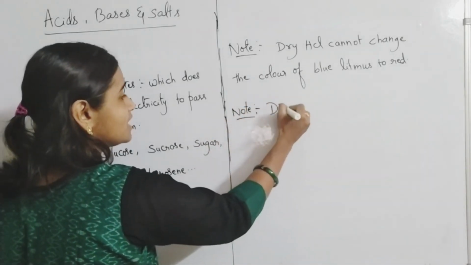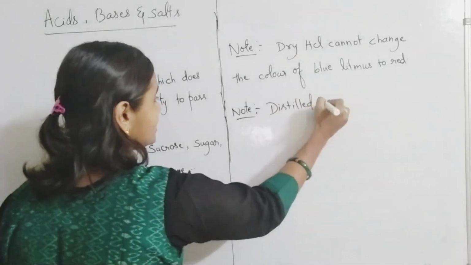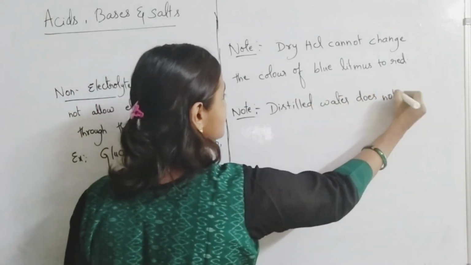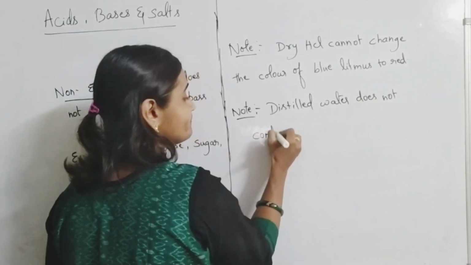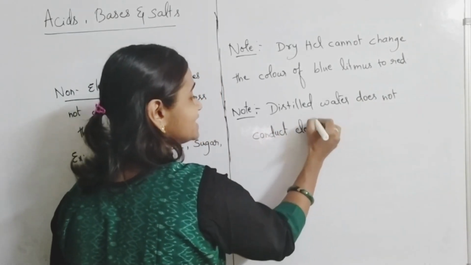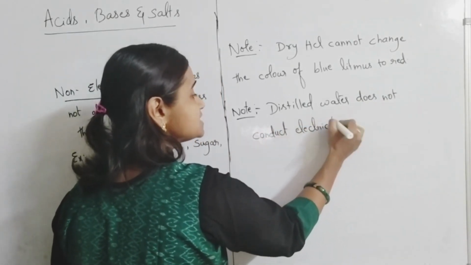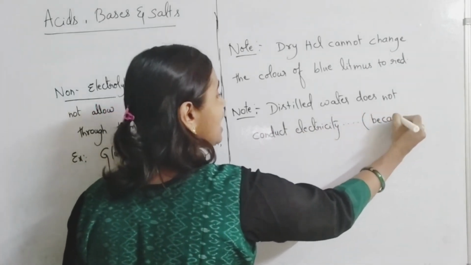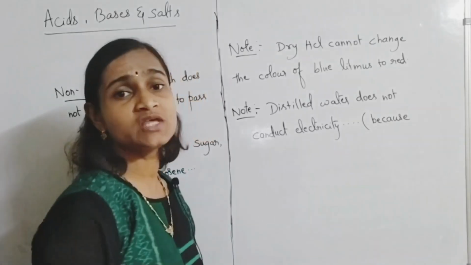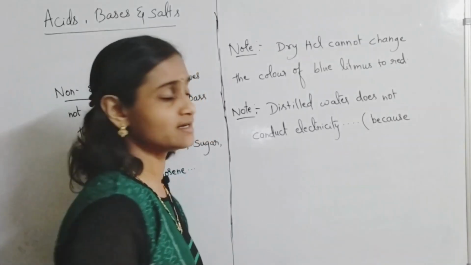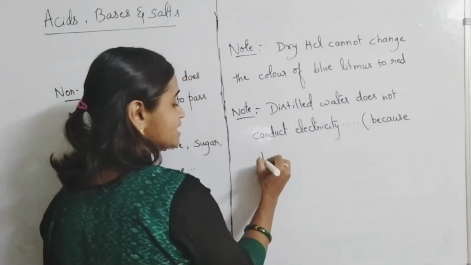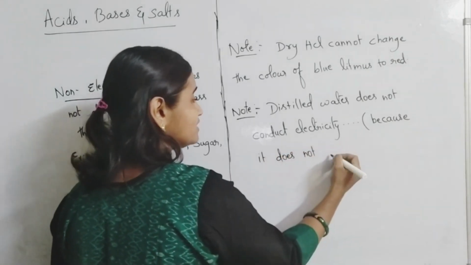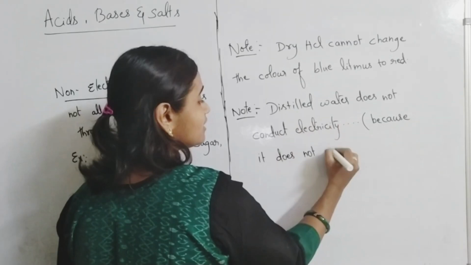Distilled water does not conduct electricity. Why is it like that? Because distilled water does not have ions in it. Now because it does not have ions, H plus and OH minus ions cannot be produced in that distilled water. That's why distilled water cannot conduct electricity.